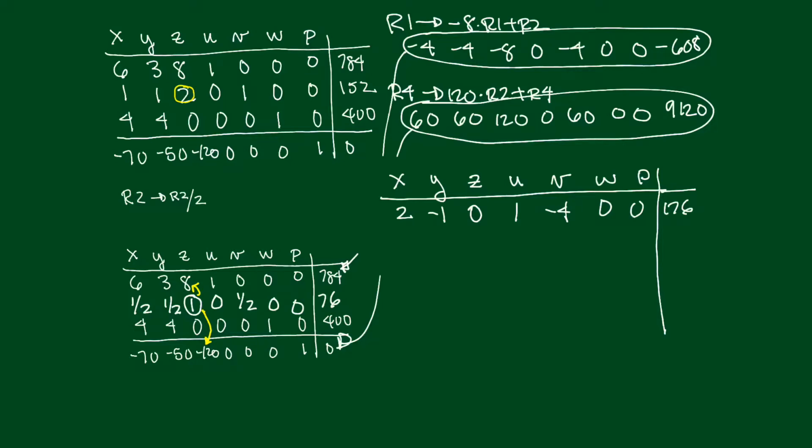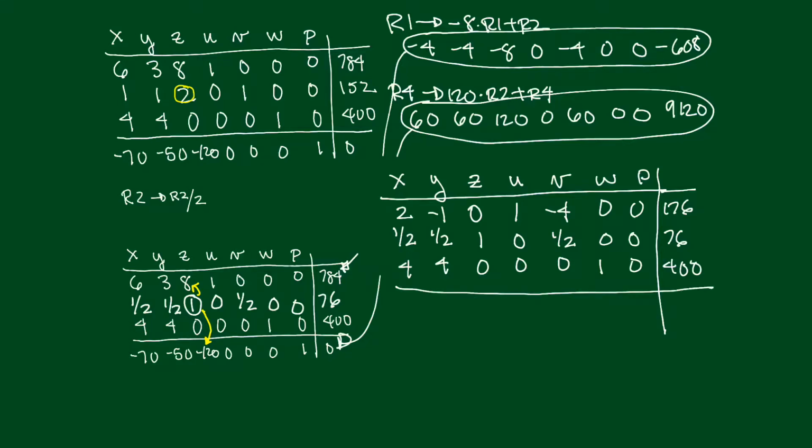Now, second row stays the same. I just wrote it in there. Third row stays the same. I'll just write that in. So I just wrote in that third row, right? No change to the second and third row. I just wrote those in. So now let's draw a line and we'll change that fourth row.